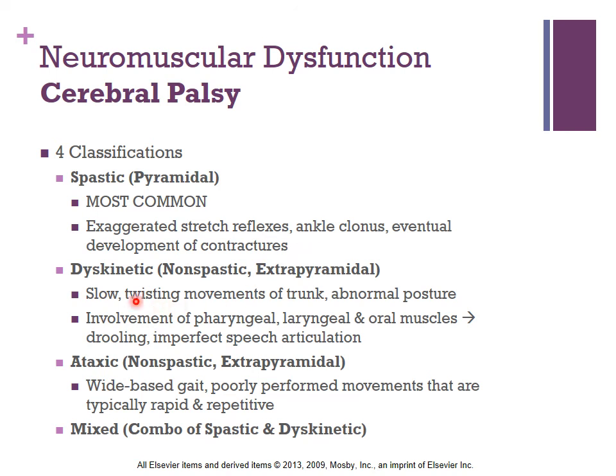There's also dyskinetic or non-spastic CP. They have slow twisting movements of the trunk, abnormal posture. Typically, they'll have the involvement of the pharyngeal, laryngeal, oral muscles, so you'll see drooling or imperfect speech articulation. Ataxic is another non-spastic type of CP, and this is a wide-based gait, poorly performed movements that are typically rapid and repetitive, and then mixed is a combo of spastic and dyskinetic. So not only do they have these issues, they'll have these other issues as well.